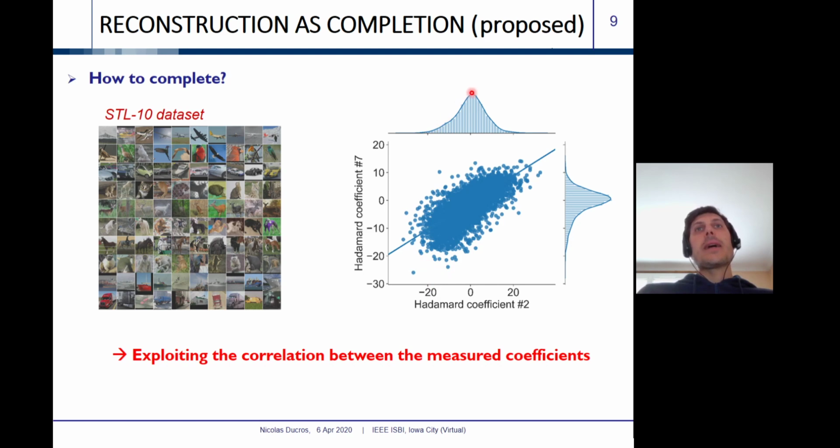If we have a look at the Hadamard coefficient number 2, it's Gaussian-like with zero mean. Hadamard coefficient number 7 is also Gaussian-like with zero mean, but if we measure 20 for Hadamard coefficient number 2, then it is very likely that we will get 10 for Hadamard coefficient number 7. This is the kind of correlation between the measurements that we want to exploit to complete the measurement vector.